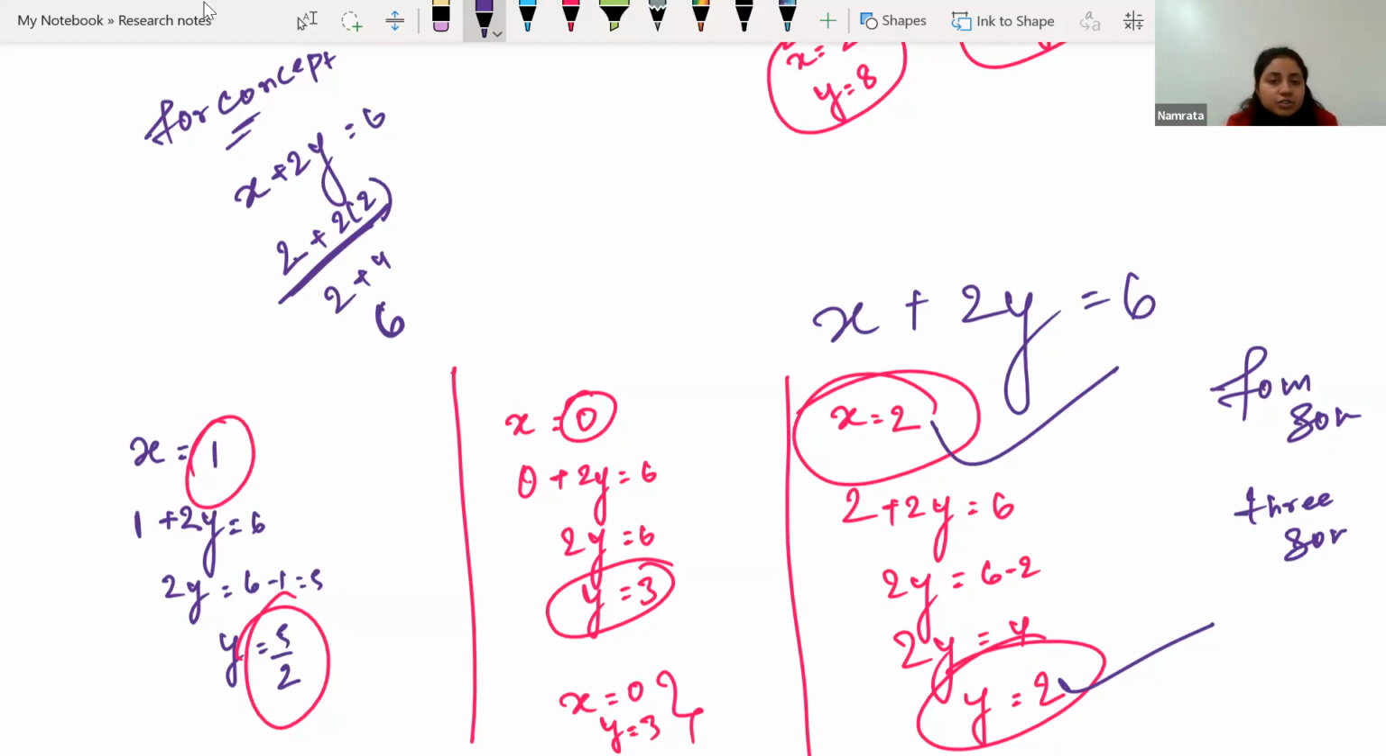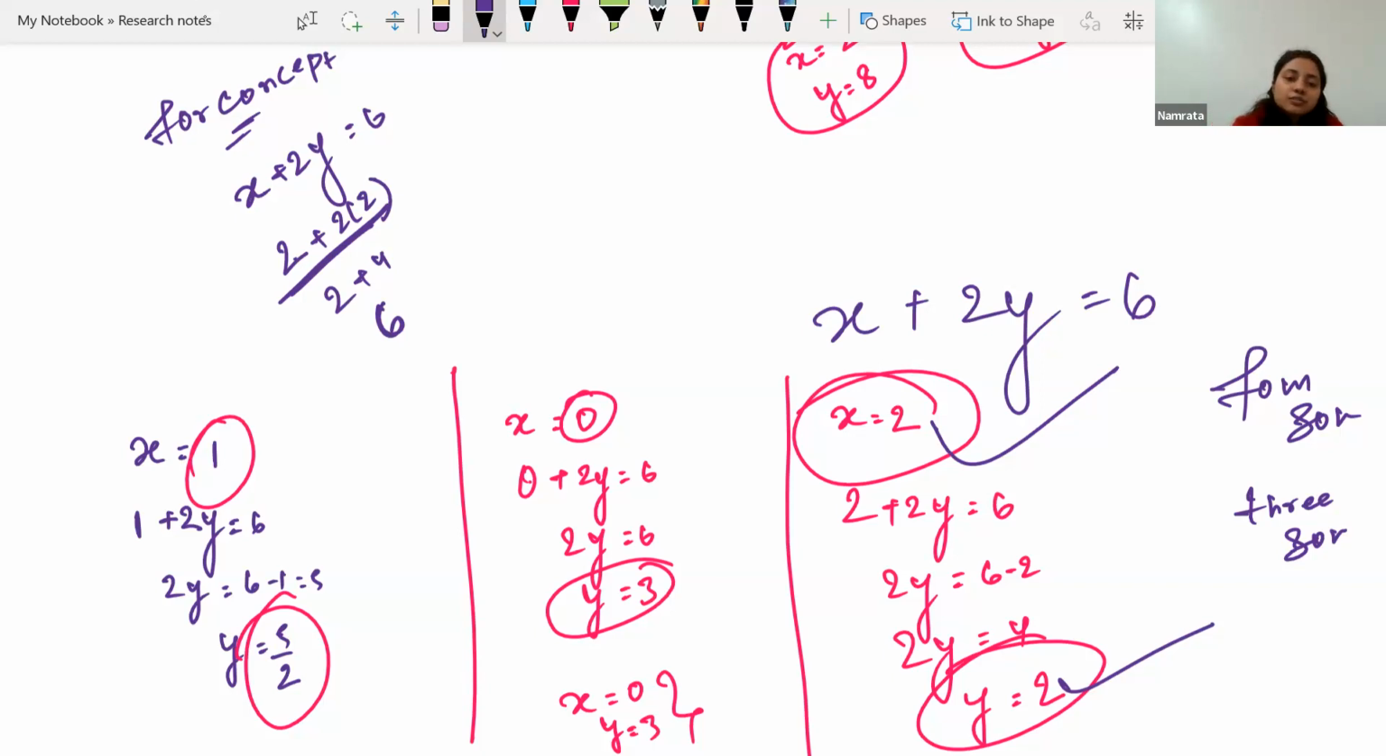But here I would suggest one most important point. Is drawing the graph there in this? Yes, ma'am. Okay. Yes, constructing the graph is also there.